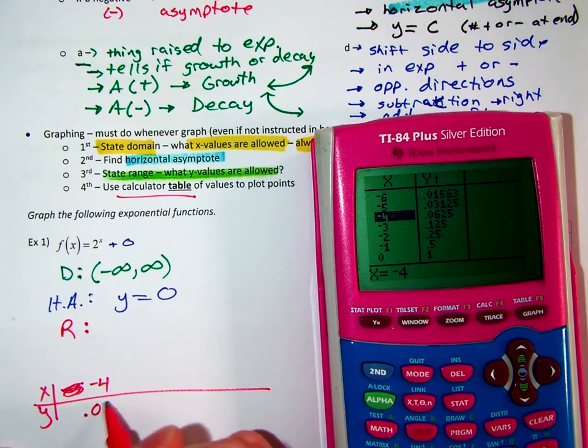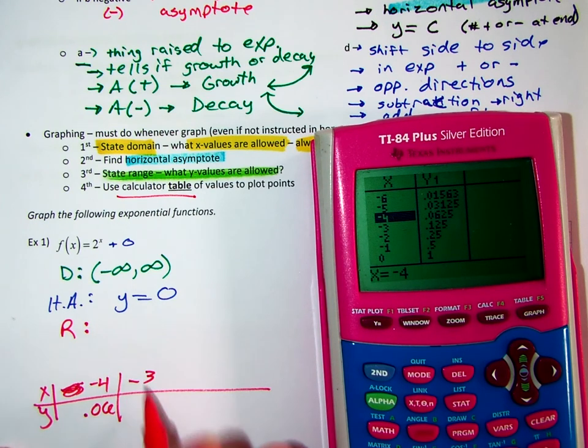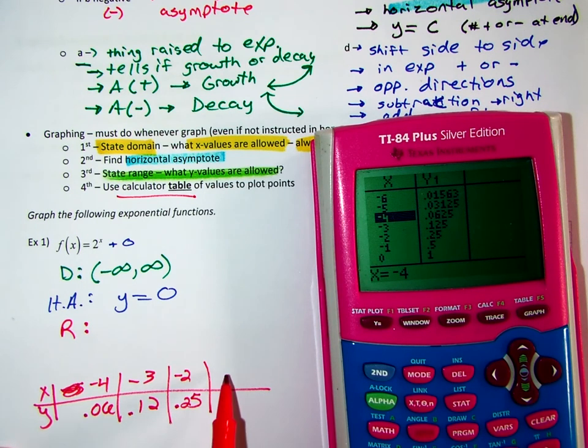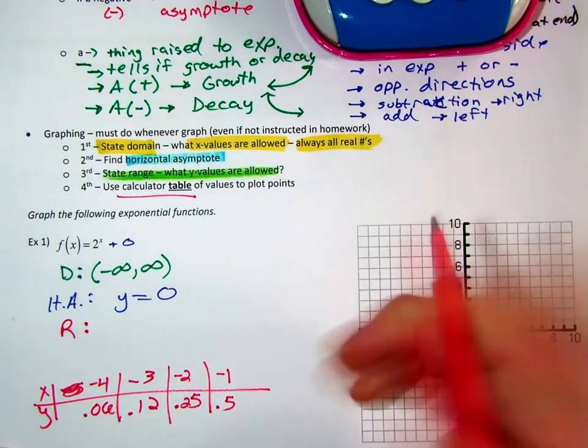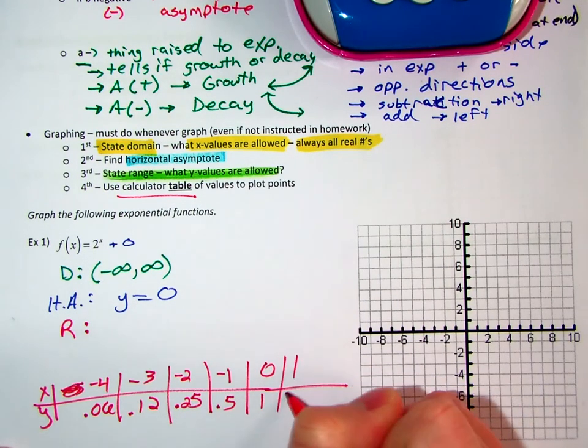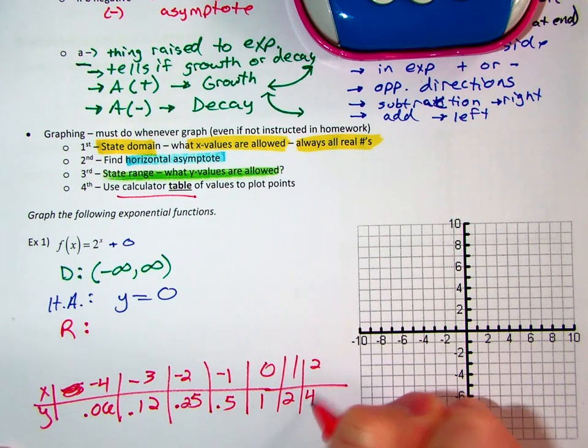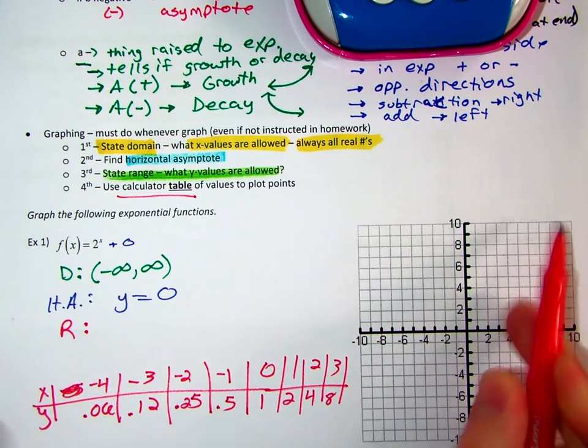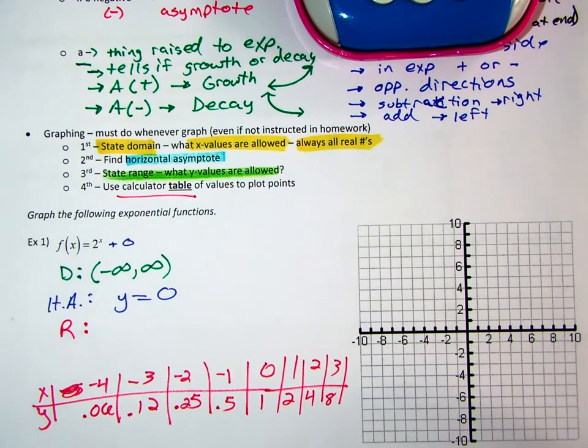So 0.06. Negative 3 was 0.12. Negative 2 is 0.25. Negative 1 is 0.5. I'm going to move that over so that I can keep going. And then 0, 1; 1, 2; 2, 4; 3, 8. I could put 4, 16, but it would end up off my graph, so there's no point in plotting that.